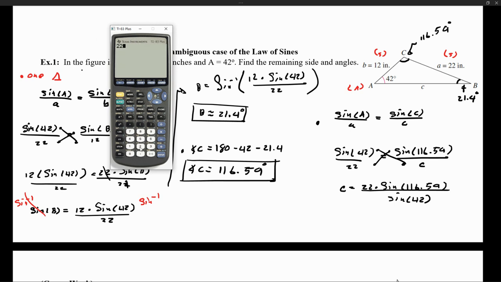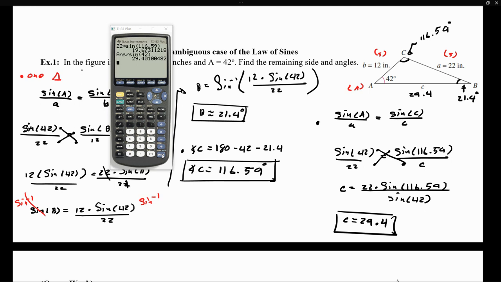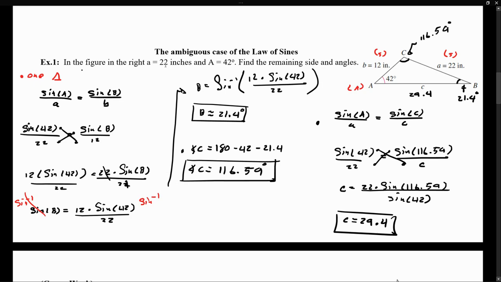So here we have 22 times the sine of 116.59, and we're going to be dividing it by the sine of 42. And now we have that side C is approximately 29.4. And notice that we have definitely solved for everything in this triangle. We know all three angles and we know all three sides. So let's take a look at another example.